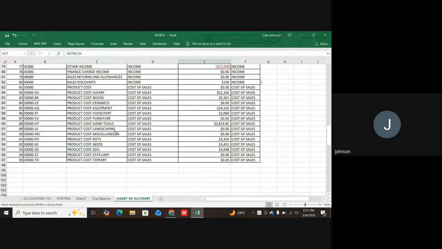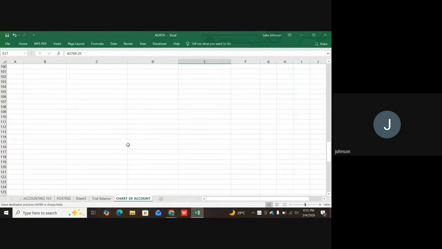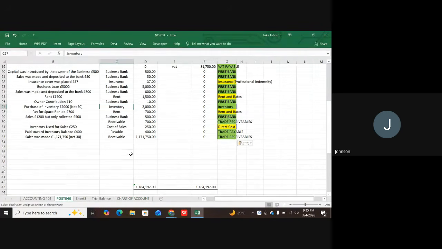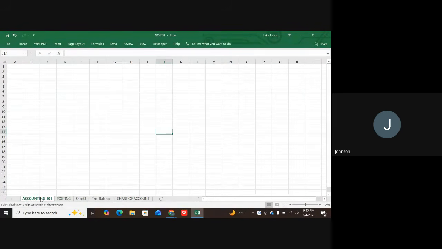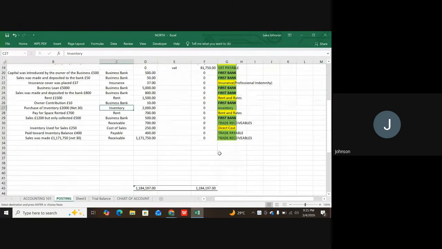So I was only able to get to cost of sales. We still have other things like expenses and everything else. There is a lot that we're going to learn, so this is just one of it. I'm still going to put us through accounting 101 and anything else we need to know. And we're going to move further in the training on Saturday.